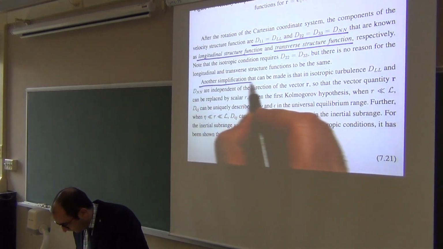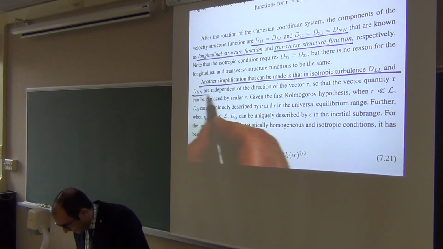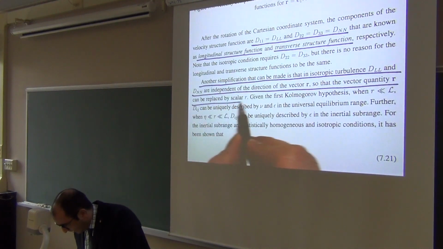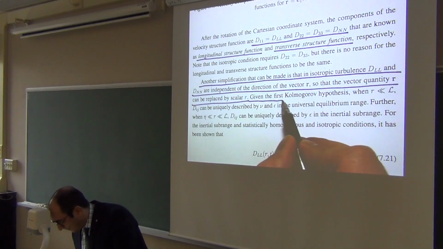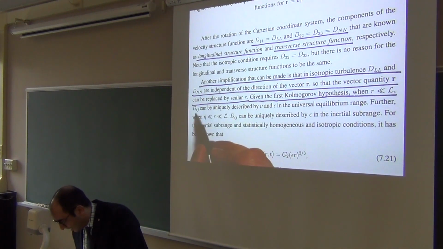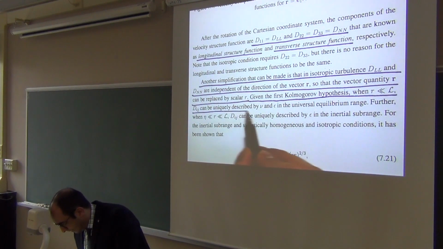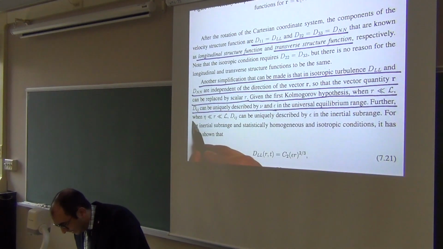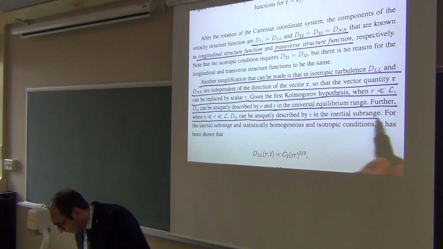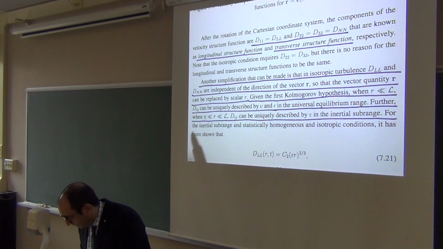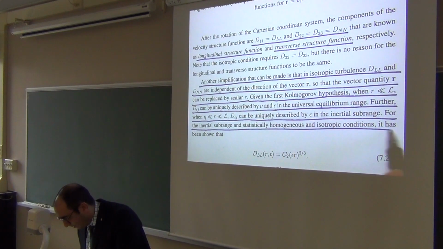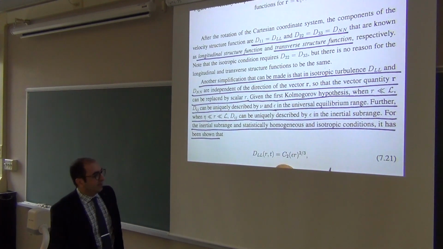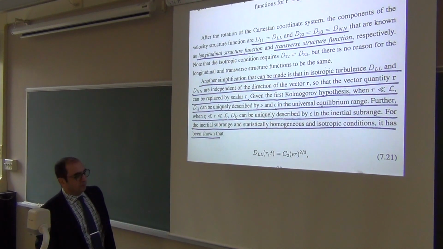Again, for isotropic turbulence, I can replace vector R by scalar R given the first Kolmogorov hypothesis, R less than fancy L. Then D can be neatly described by kinematic viscosity and dissipation rate, the universal equilibrium range. And in the middle range, in the inertial subrange, only epsilon, the dissipation rate, is related to the structure function. And in fact, the structure function is related to the dissipation rate to the power of 2/3.